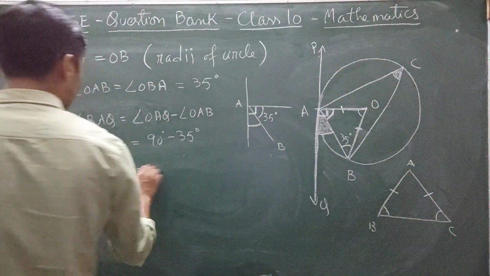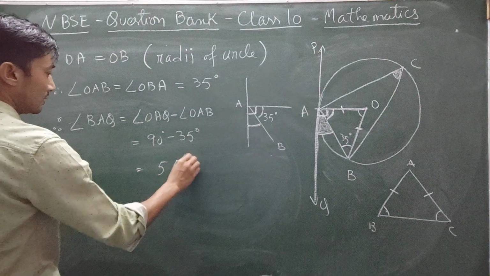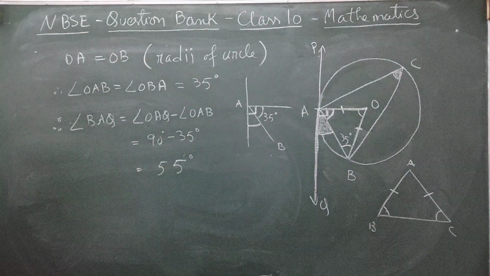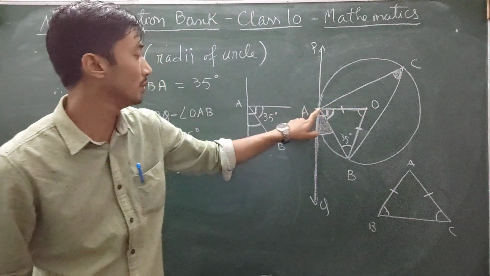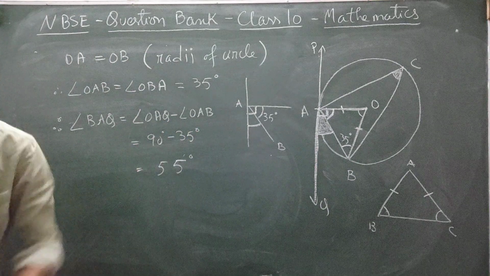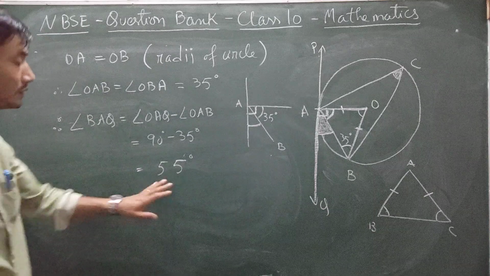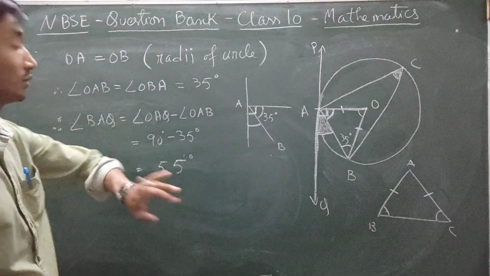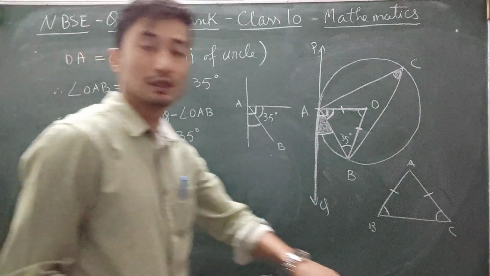So 90 minus 35. So angle BAQ is again OAQ minus OAB, as mentioned, 90 minus 35, so that is 55 degrees. So one question is already done. BAQ already calculated. Alright.